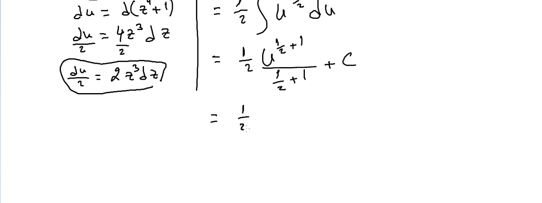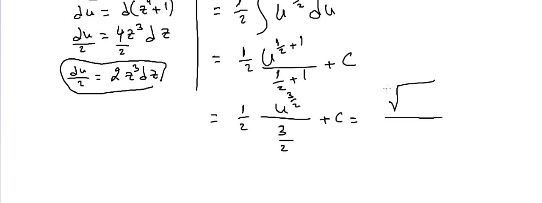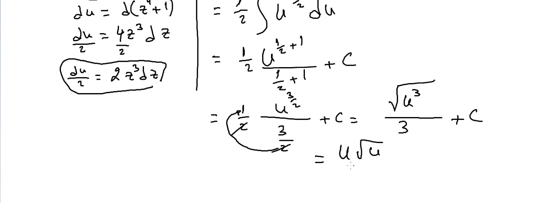To simplify more, it's 1 over 2, right? U to the power, what is half plus 1? It's 3 divided by 2, over 3 divided by 2, plus c. And the final answer will be, what is u power 3 over 2? It's the square root of u power 3, right? And this 2 with this 2 cancel, right? It's 2 times 3 over 2, or we multiply the 2 up here, 2 over 2. What is left is over 3 plus c. And the final answer, if you want, is u radical u over 3 plus c.